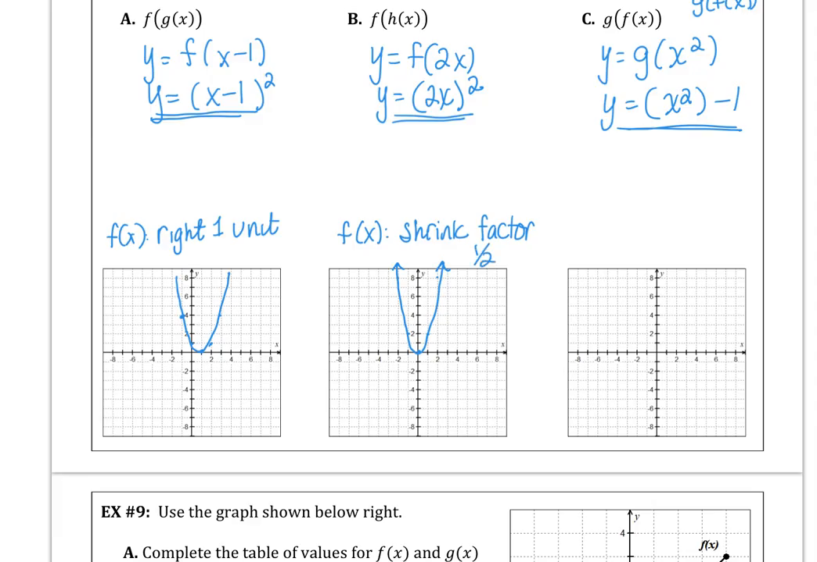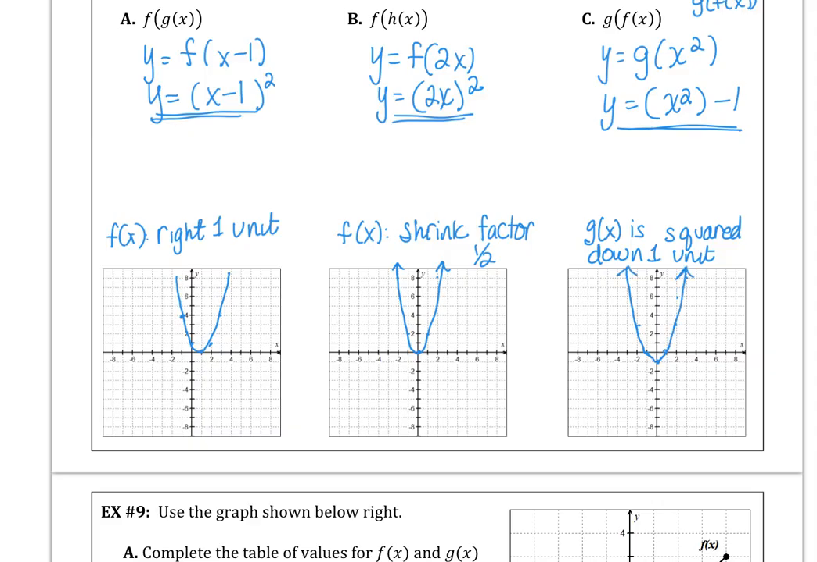And then g of x is x squared in this case. So g of x is x squared, and it just took the f of x graph and shifted it down 1 unit. Down 1 unit. So we went from here, just the regular parabola, 1, 2, 3, 4, 5. Okay, so the regular shaped parabola shifted 1 unit down.